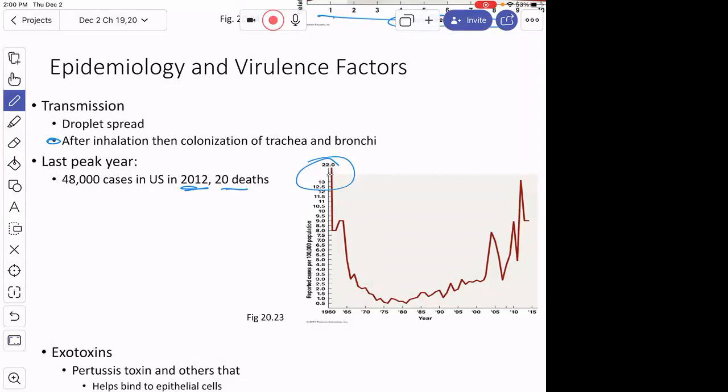Worldwide, more like 200,000 children die. So, places where maybe the vaccine isn't as accessible. We had a spike here in 2012.